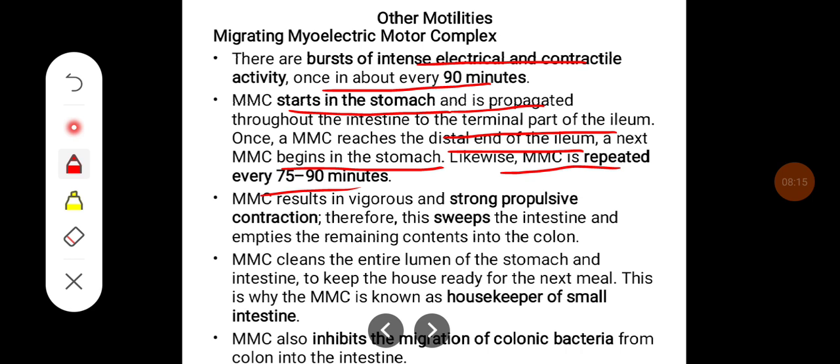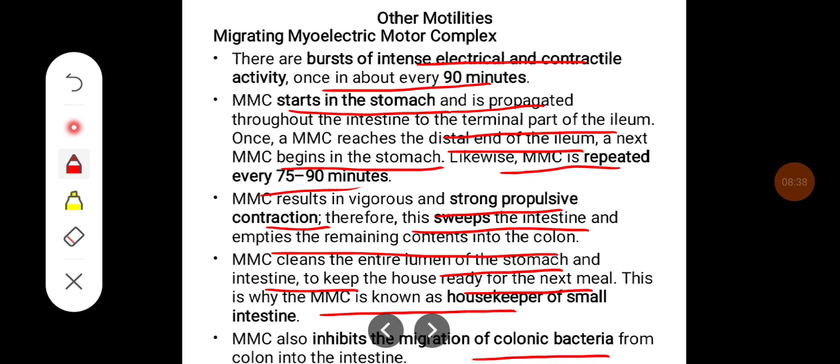MMC results in vigorous and strong propulsive contractions. Therefore, this sweeps the intestine and empties the remaining contents into the colon. MMC cleans up the entire lumen of the stomach and intestine to keep the house ready for the next meal. So this is why MMC is called the housekeeper of the small intestine. MMC also inhibits the migration of colonic bacteria from the colon into the intestine.